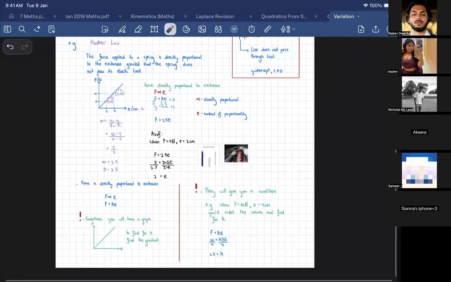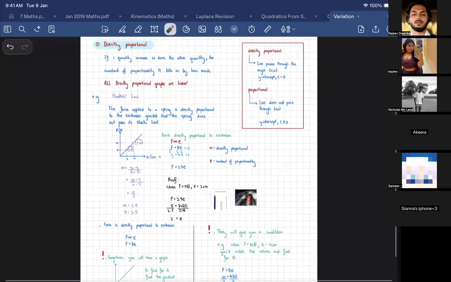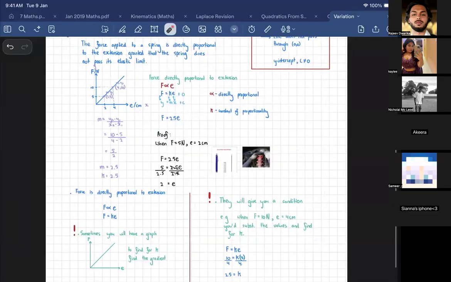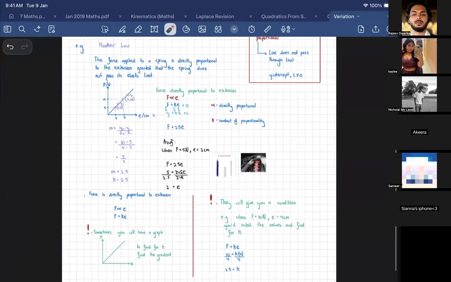So here, I'll put it in the notes. This is the example I gave you for Hooke's law. And the two cases are over here. These are the two cases. Sometimes it will give you a graph and you'll have to find the gradient to find K. Or sometimes it'll just give you one condition and you'll have to plug in the condition to find K.